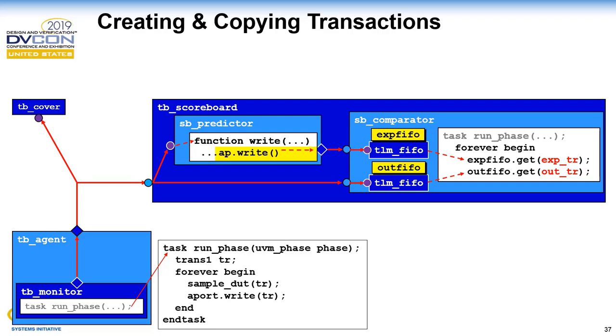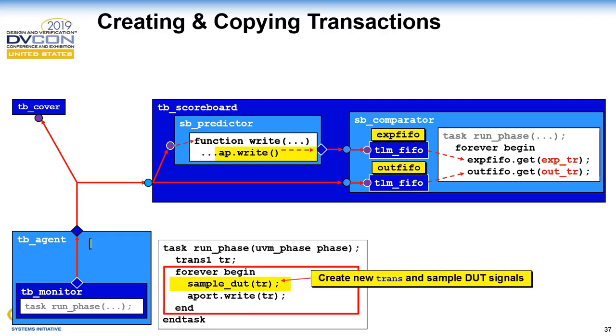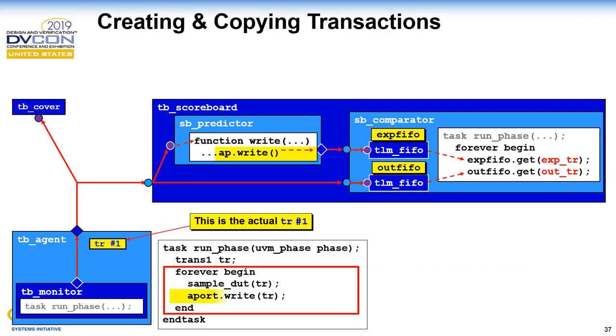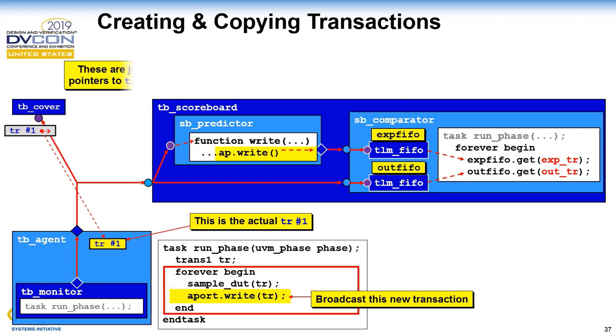And so in the run phase of the monitor, what it does is it's sampling all the signals from the design, and then it's going to take the signals that have been put back into a transaction, and it's going to broadcast it up for the rest of the UVM test bench to see. And so we've created a new transaction, one that we just call TR number 1. That is going to be broadcast up to the coverage collector, but what is really broadcast up there is a handle to that TR1. It's not a new copy.